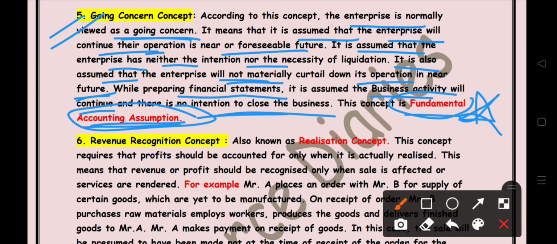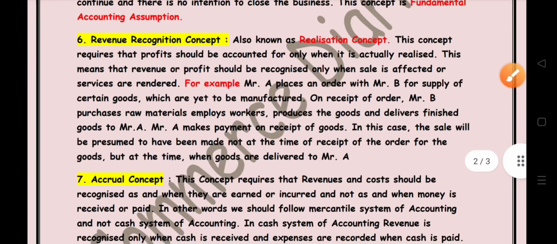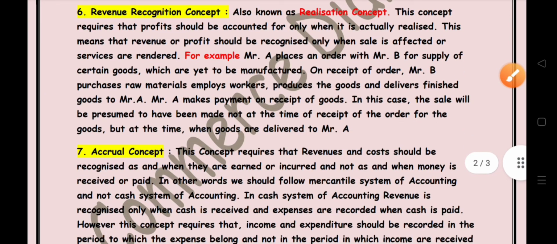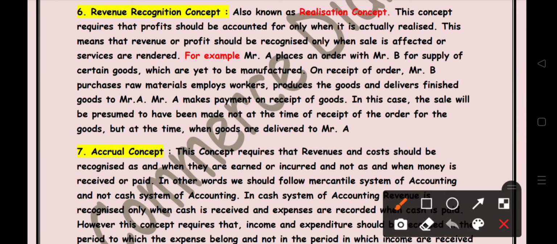Okay, then let's see the next concept, that is the revenue recognition concept. This concept is also called the realization concept. This concept requires that the profit should be accounted only when it is actually realized.